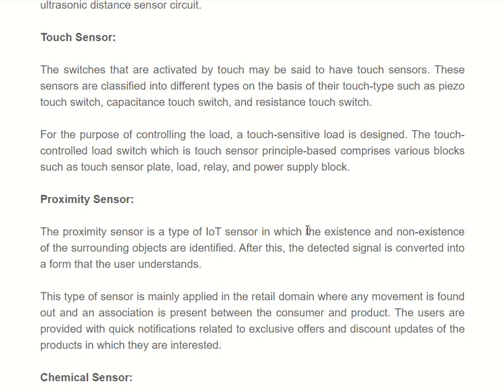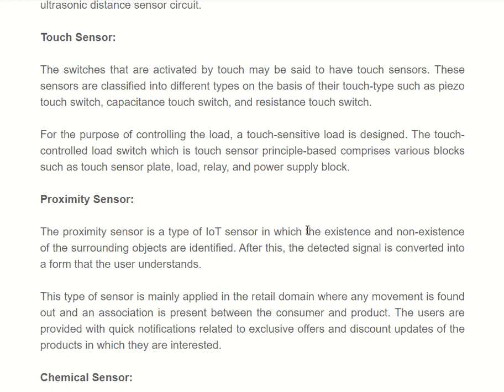Then we have the proximity sensor. It's basically an IoT sensor in which the existence and non-existence of the surrounding objects is identified, but for a very small range. Okay, so the detection signal is converted into the form that the user understands, and mainly these types of sensors are applied in the retail domain where the movement is found out, and association is present between the consumer and the product. For an example, think about your smartphone.